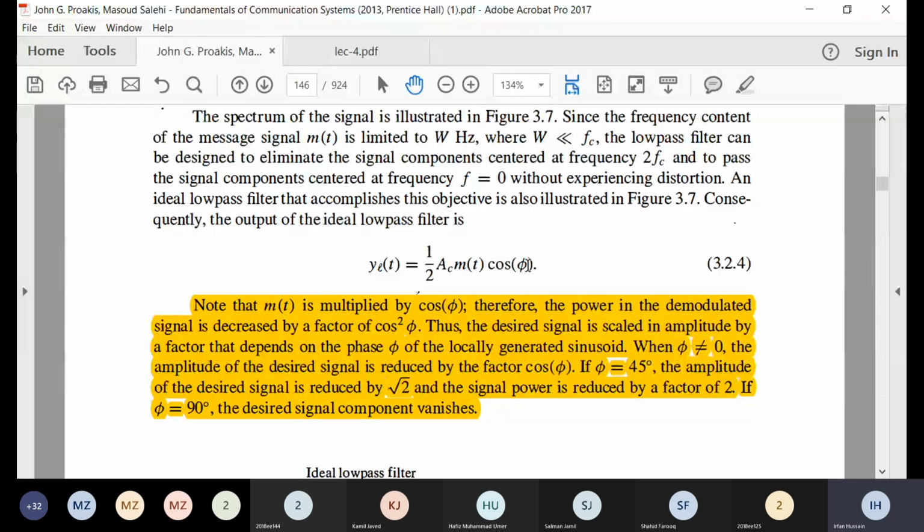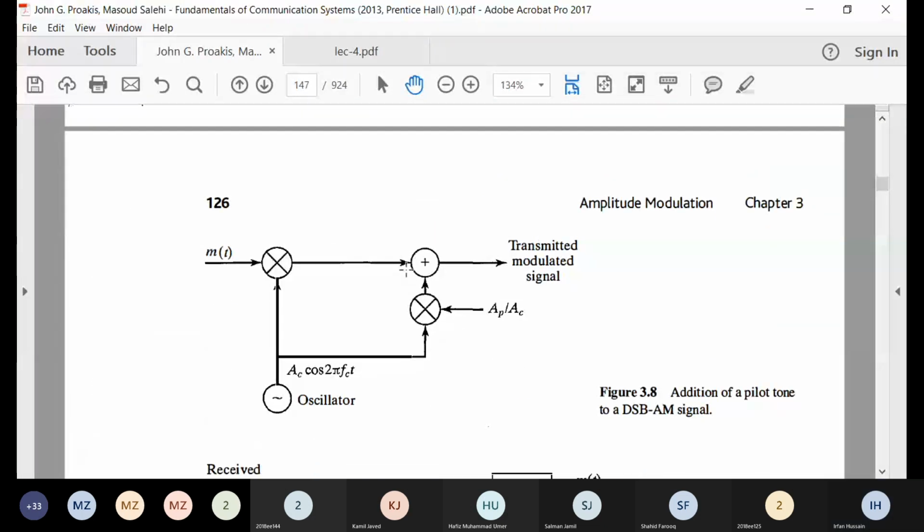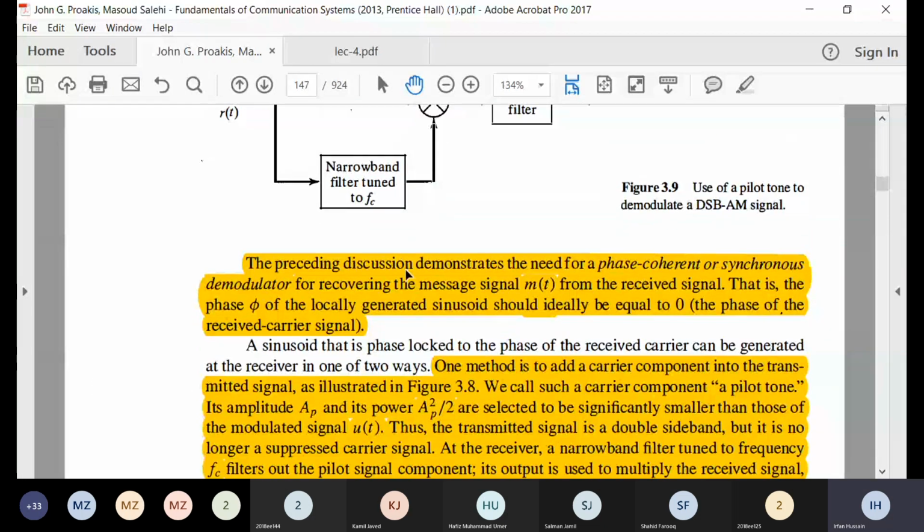If φ is 0, then you know there is no reduction. But what if φ is 45 degrees? In case of φ 45, this will become 1 over root 2. So amplitude will decrease by 1 over root 2, and power will be half. And if, let us say, φ is 90 degrees, and cos 90 is 0, then you won't get the low pass signal. So this gives another requirement, and that requirement is that the phase must be 0.